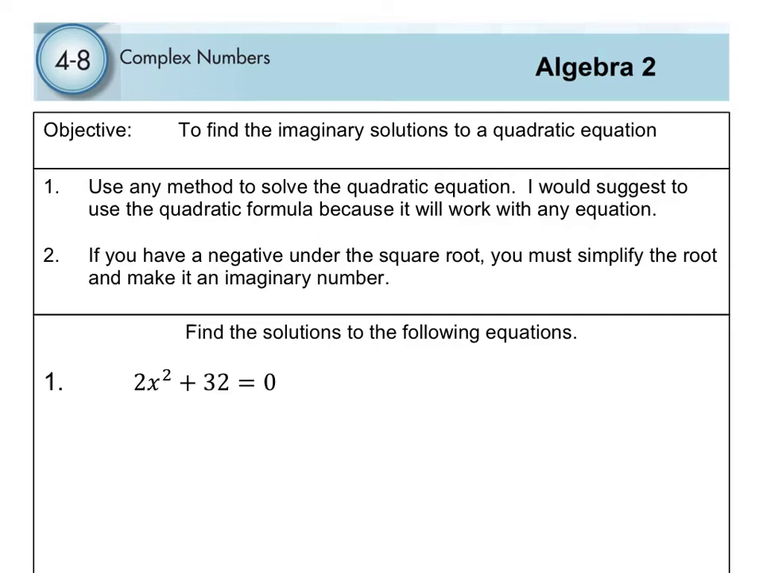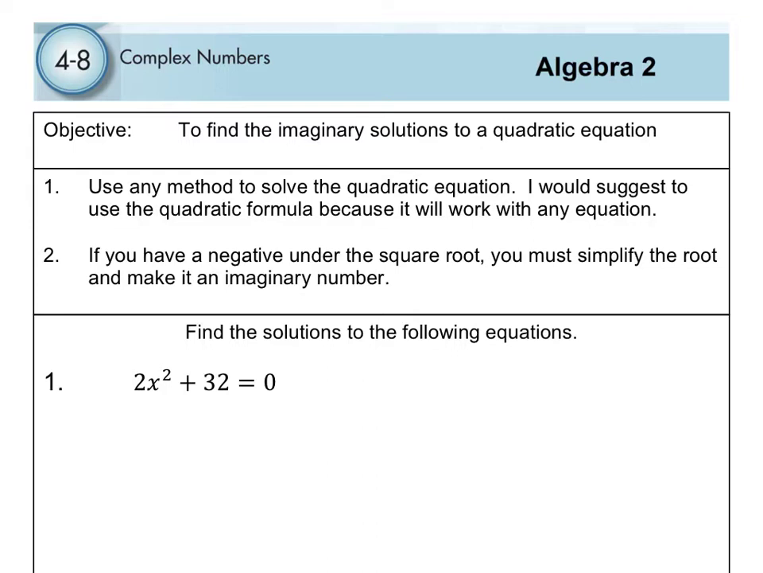Okay, this is the last part of section 4.8, and in this section we're going to go back to solving quadratic equations. So we're going to find imaginary solutions to quadratic equations. Like I said, you've done this before. This is nothing new. The only thing that's different is that you're going to have a possibility of having a negative underneath the square root, and we're going to have to evaluate that properly.